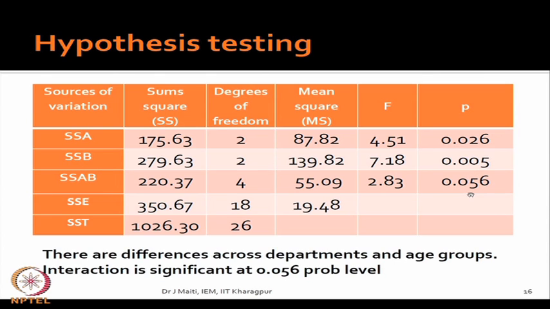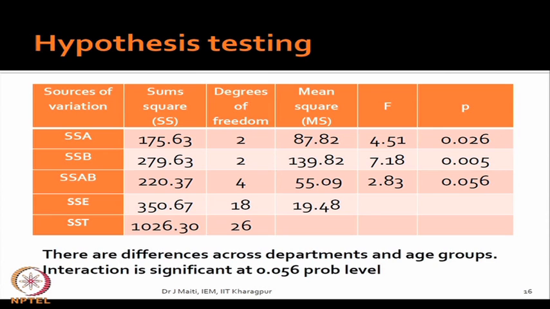But this value is very close to 0.05. 0.056 is very close to 0.05. So, what I mean to say is that you can consider it also significant. So, the result is there are differences across department and age groups, and interaction is significant at that probability level. So, we can say also interaction effect is there.